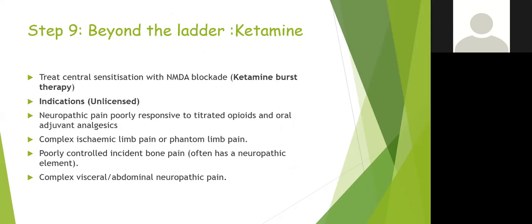So we go for step 9, beyond the ladder: you can try ketamine. Ketamine and methadone are two NMDA blockers. You can try something called ketamine burst therapy. Ketamine is actually an anesthetic, so all the indications in palliative care are unlicensed. We can use ketamine for neuropathic pain that's poorly responsive to opioids and oral adjuvant analgesics. For any sort of complex ischemic limb pain or phantom limb pain, you can use ketamine. Poorly controlled incident bone pain, which sometimes has a neuropathic element to it, you can use ketamine for that. And complex visceral and abdominal neuropathic pain. Next slide.